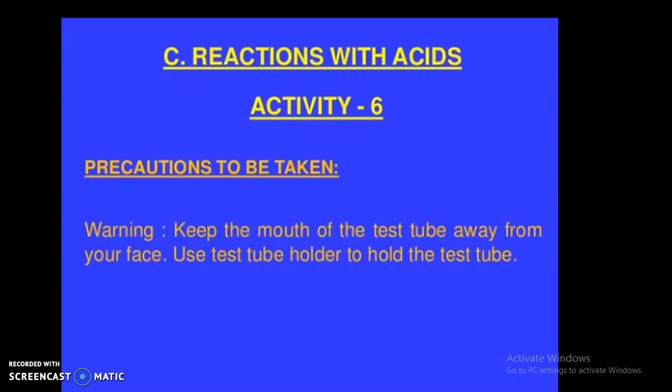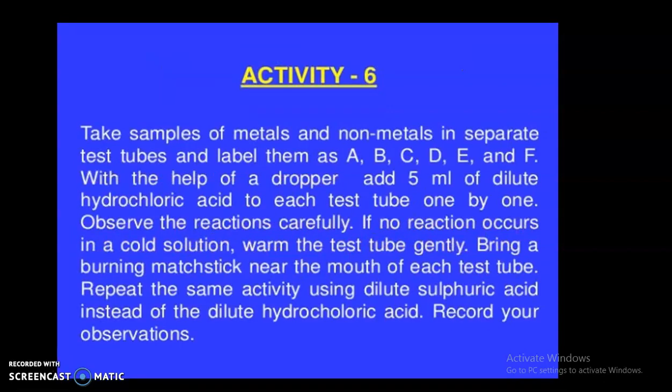Next, we are going to conduct an experiment on the basis of this, to see how metals usually react with acid. To show how metals and non-metals react with dilute acid, what are the things we are going to take? While doing this experiment, it is very important that you keep the test tube away from your face, and use a test tube holder to hold it. We take samples of metals and non-metals in separate test tubes and label them A, B, C, D, E and F. With the help of a dropper, add 5 ml of dilute hydrochloric acid to each test tube one by one and observe the reactions carefully.